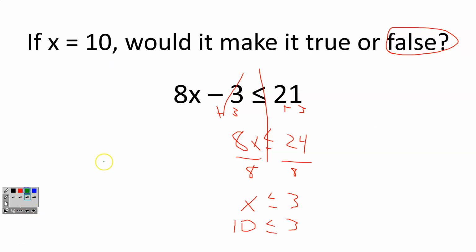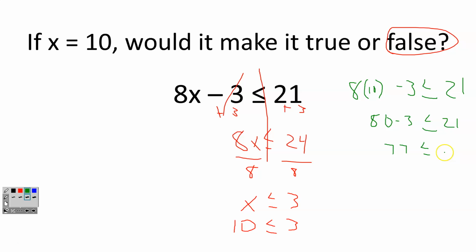If you were to just plug it into the initial inequality, you would say 8 times 10 minus 3 is less than or equal to 21. That would give me 80 minus 3, and that would be 77. So is 77 less than or equal to 21? Whoa, that's absolutely no way true. So that's another way you could have done it.